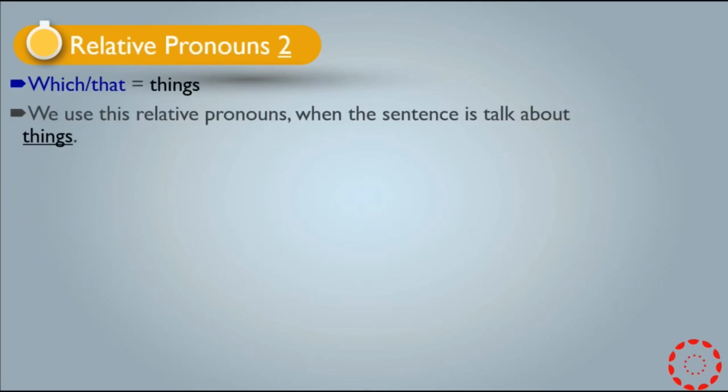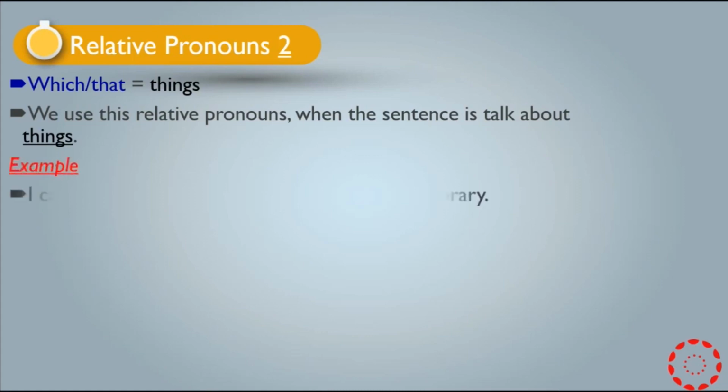In relative pronouns too, we have which or that, which is related to things. We use this relative pronoun which when the sentence is talking about things, something that is lifeless. For example, a book, a copybook, a textbook, a pen, a pencil, a car, a library, or a building. Such things are lifeless, so we can use which for them.